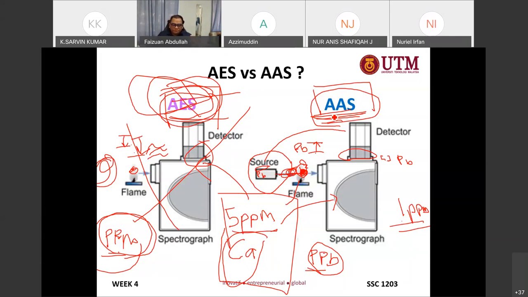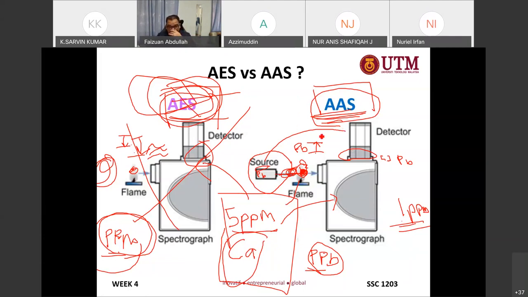So if the detection limit of AAS is 1 ppm for calcium, meaning that I need to dilute my solution, right? But my previous question, which one has the lower detection limit?